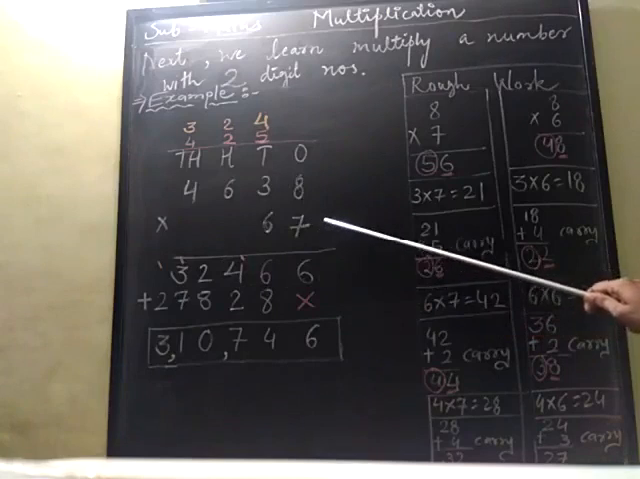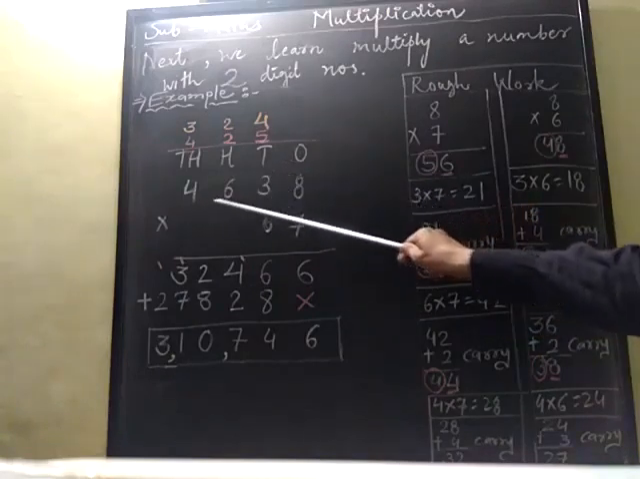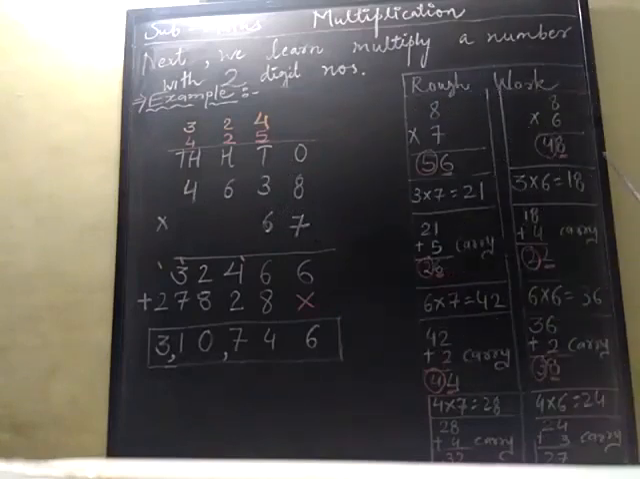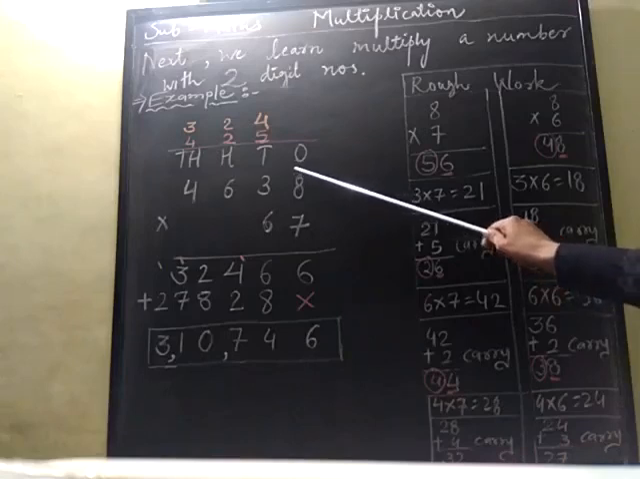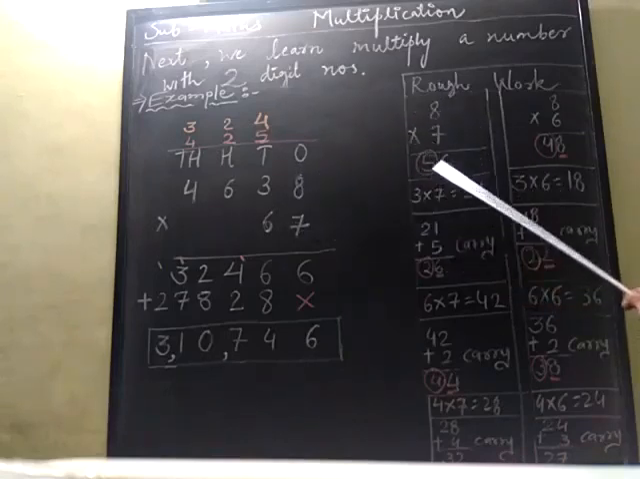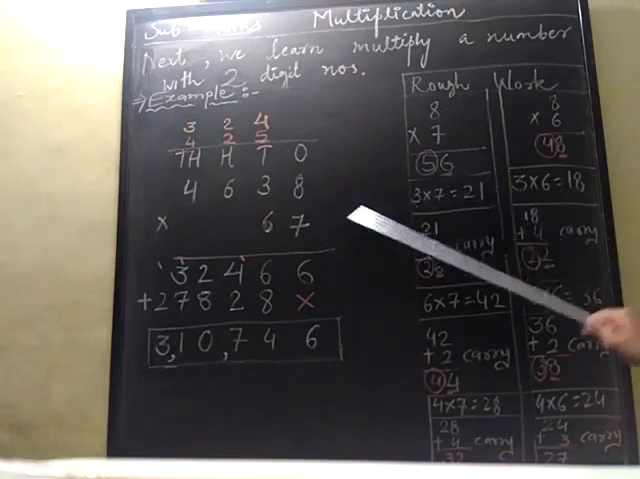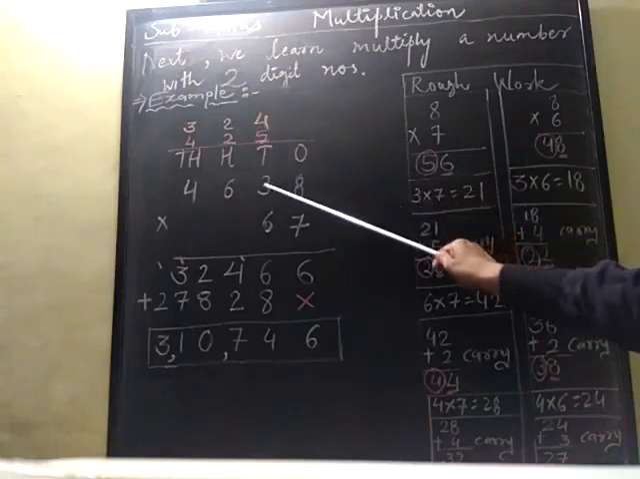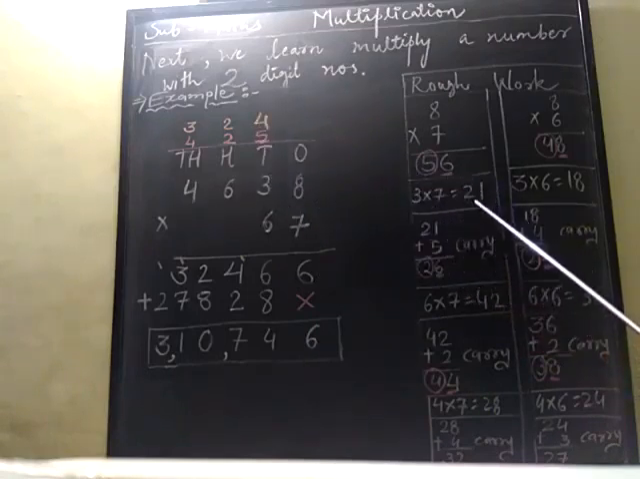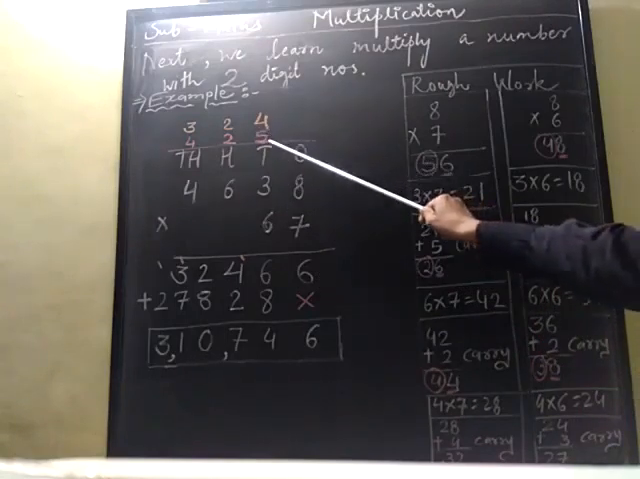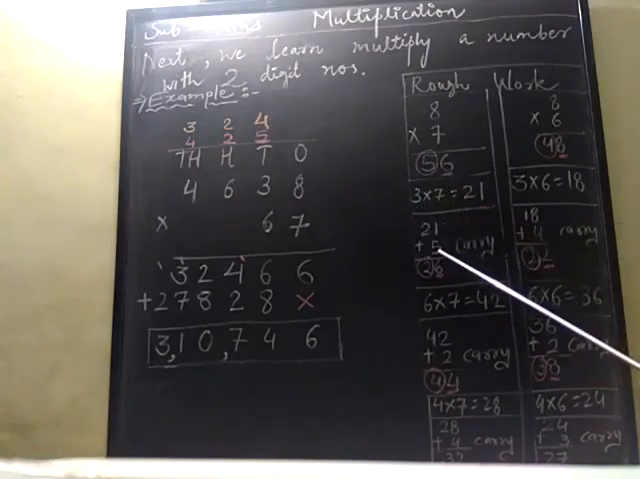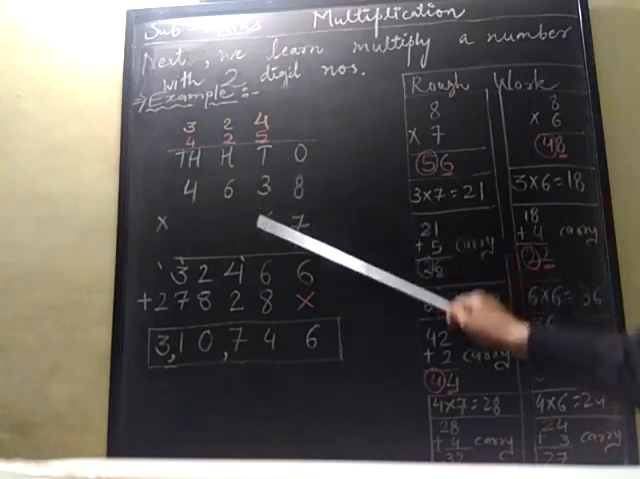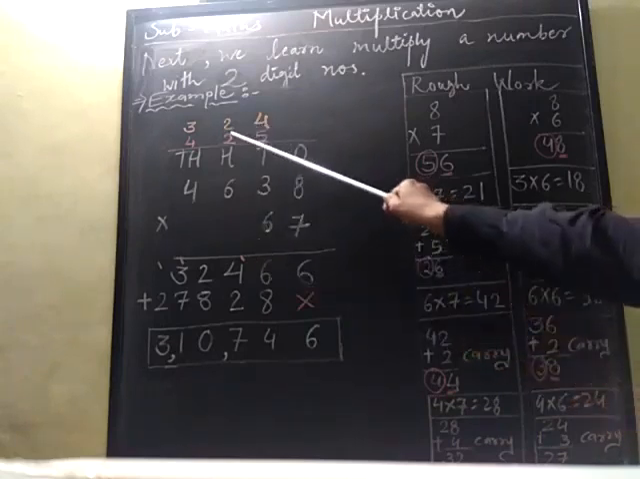I will explain. See, first we multiply 4638 with 7. You can see I have done rough work here also. Now we start. 8 sevens is what? 56. So we write 6 under the ones place and carry 5 on the tens place. After that we multiply 3 with 7. 3 sevens are 21, and see what number is on carry? 5. So 21 plus 5 we get 26. Again we write 6 under the tens place and carry 2 on the hundreds place.